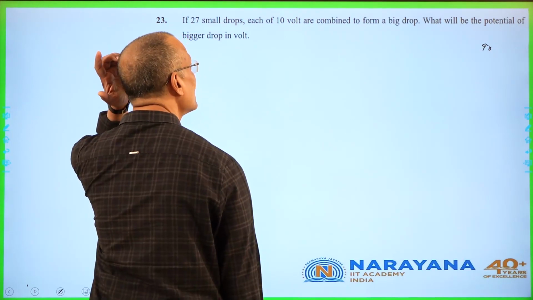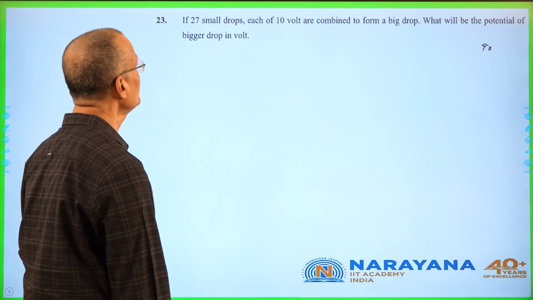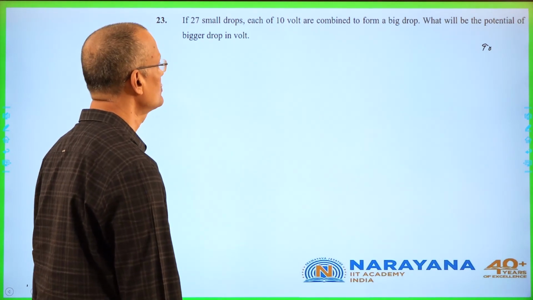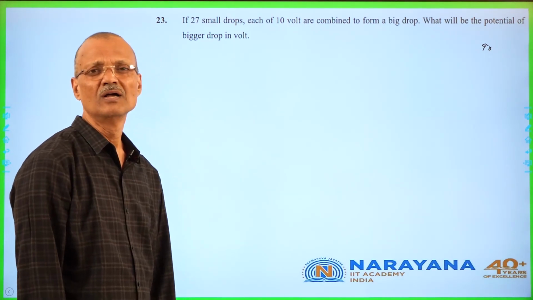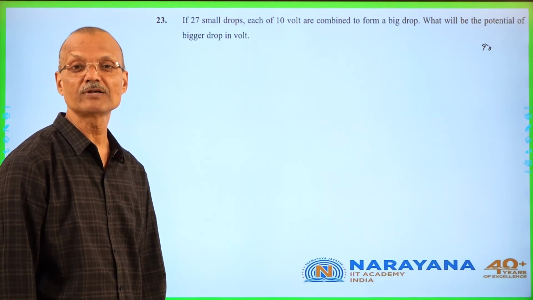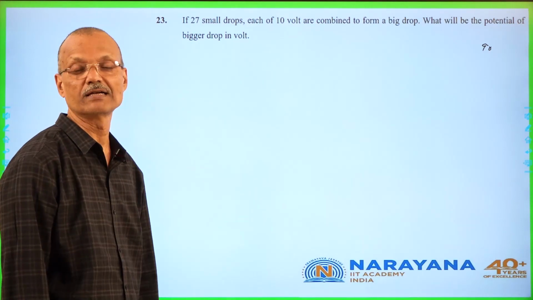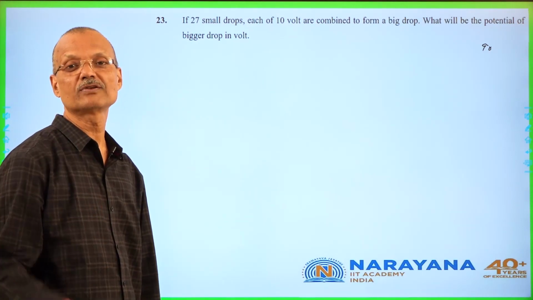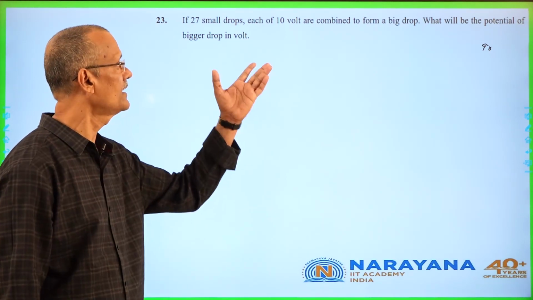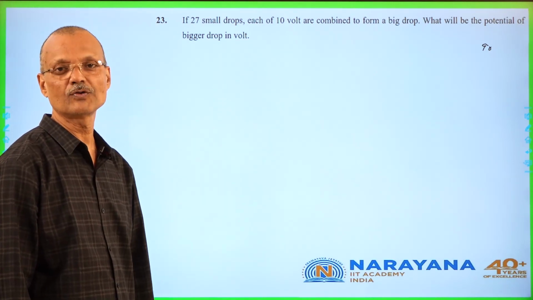Question number 23. 27 small drops of 10 volt each combine to form a big drop. Potential of the big drop, they are asking you. If you remember the formula directly, you can say n to the power 2 by 3, n is 27. 27 to the power 2 by 3 is 9. 9 into 10, directly 90 volt you can say.